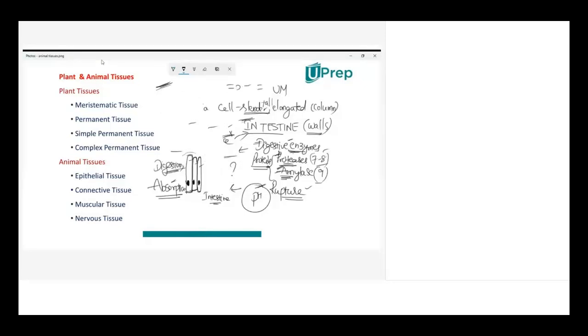About the distal convoluted tubule, like Bhumika asked, like I told about this microvilli, that will link up here. See.